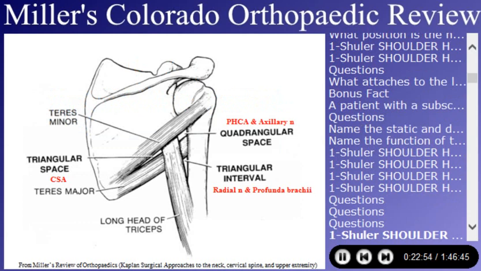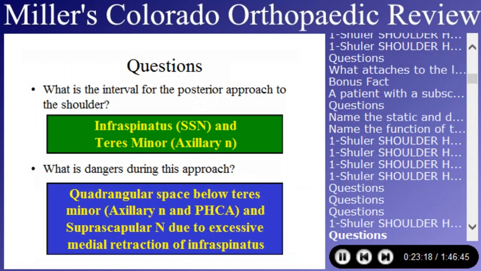Quadrangular space, easy way to remember that is quad is 4. So there's either going to be 4 words, which is posterior humeral circumflex artery, or 4 syllables, axillary. That's the easy way. That's the way I remembered it. Quad is 4, and that's the way I remember what goes through the quadrangular space. Triangular space is circumflex scapular artery. Triangular interval is always a key testable item because you've got to know who's the radial nerve buddy in that space. It's a profunda brachii artery.